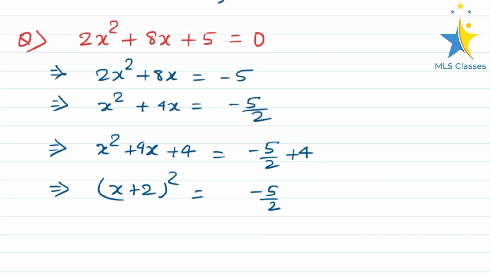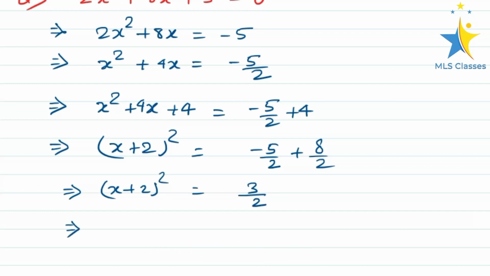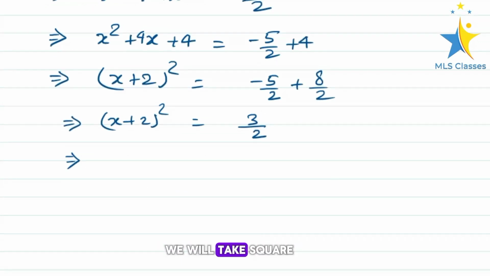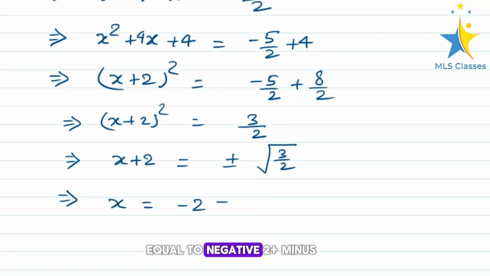We need to make the denominator common, so we'll have to multiply the second term by 2 over 2. So we'll be getting 8 over 2. So what we are getting from here, (x plus 2) whole square equal to negative 5 plus 8, so positive 3 over 2. This implies that, again we will take the square root on both the sides, so we'll be getting x plus 2 is equal to plus minus square root of 3 over 2. This implies that x equals negative 2 plus minus square root of 3 over 2.